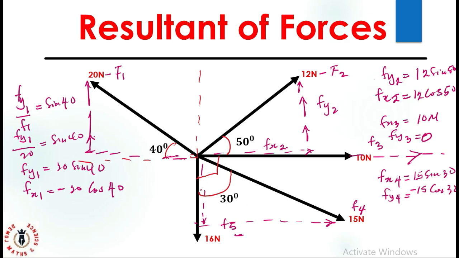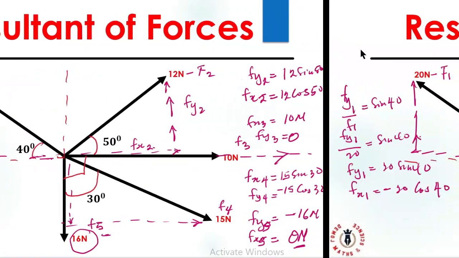And lastly, I have my F5. My F5 is 16 Newton in the negative direction. So F5y is on the negative axis of y and is equal to negative 16 Newton. But F5x will be equal to 0 because it has no x component. Let's collect our figures and put them in our table.